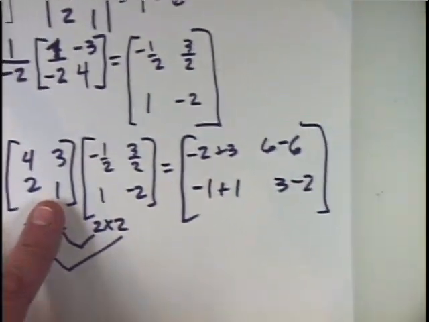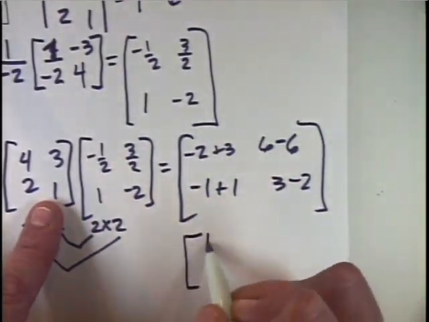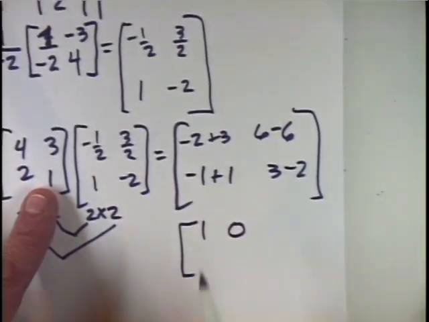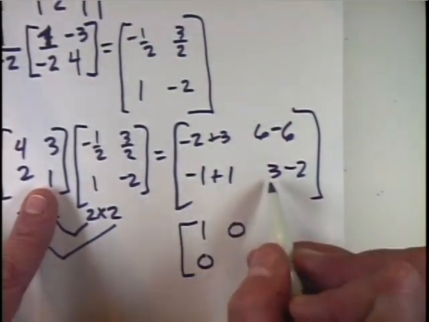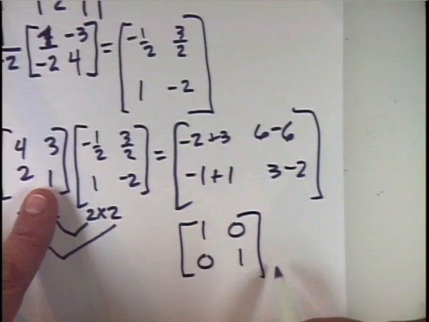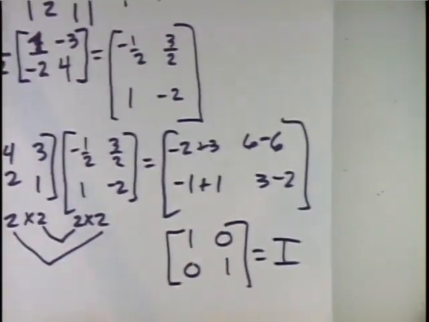And I just have to simplify that. 3 minus 2 is 1. 6 minus 6 is 0. Negative 1 plus 1 is 0. And 3 minus 2 is 1. Looky there. I got the identity matrix.